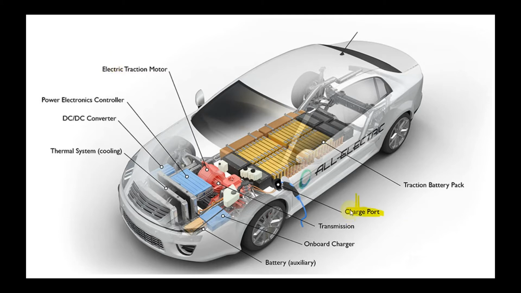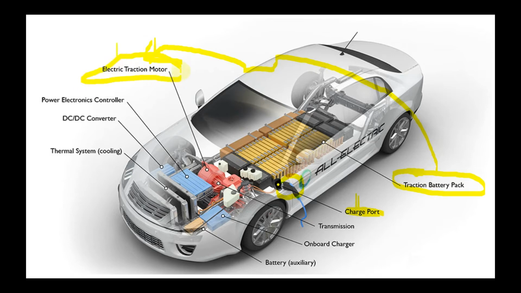The first component is the charge port. The charge port allows the electric vehicle to connect to an external power supply so that the traction battery pack can be easily charged. The next component is the traction battery pack. This stores the electrical energy and transfers this energy to the electric traction motor.